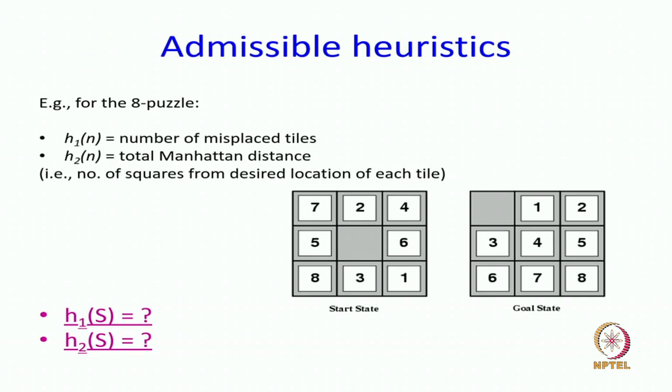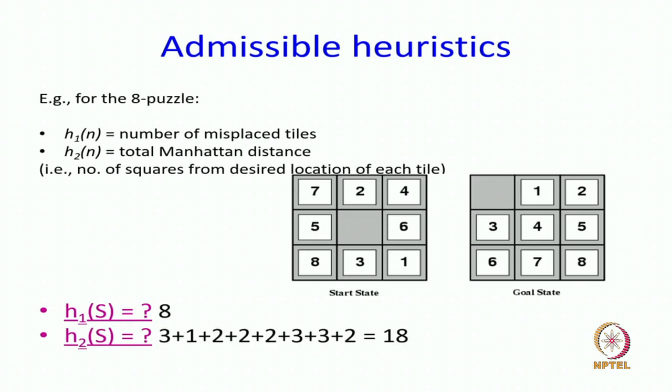Okay. So, these are the two definitions of my heuristics, H1 and H2. H1 is the number of misplaced tiles, H2 is the total Manhattan distance. In this case, H1 is 8, and if you count, H2 will come out to be 18. Now, some questions about H2. Is this an admissible heuristic? Is this an admissible heuristic? Why?